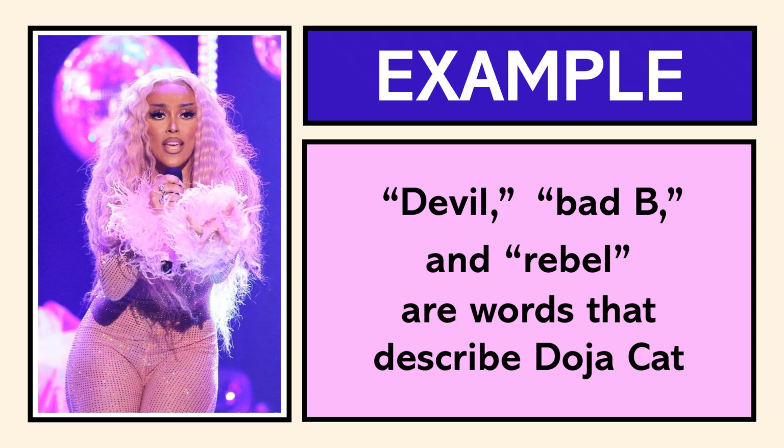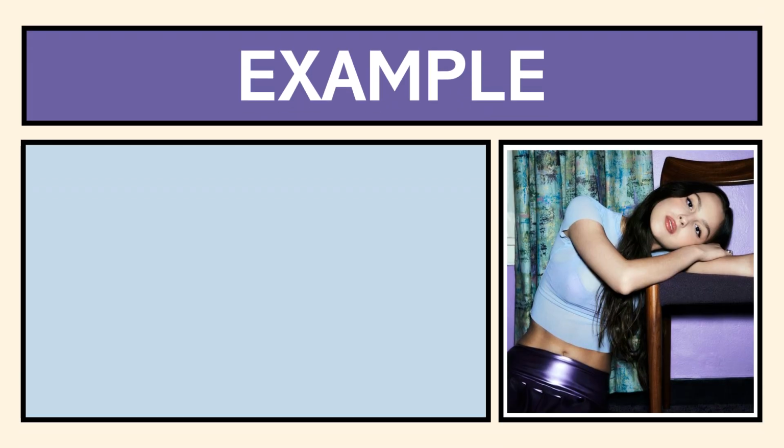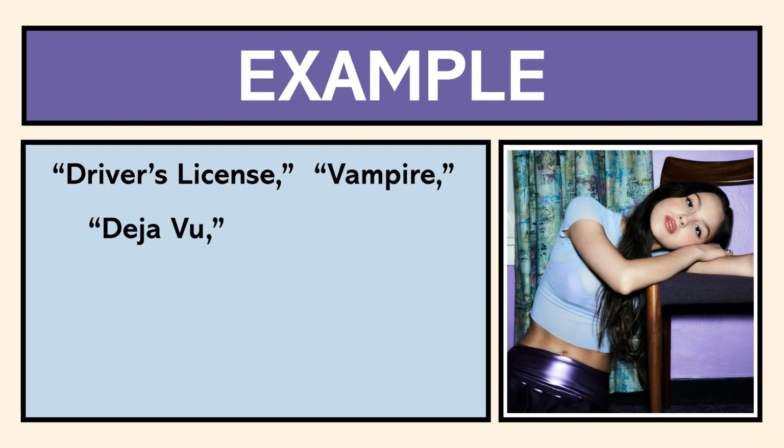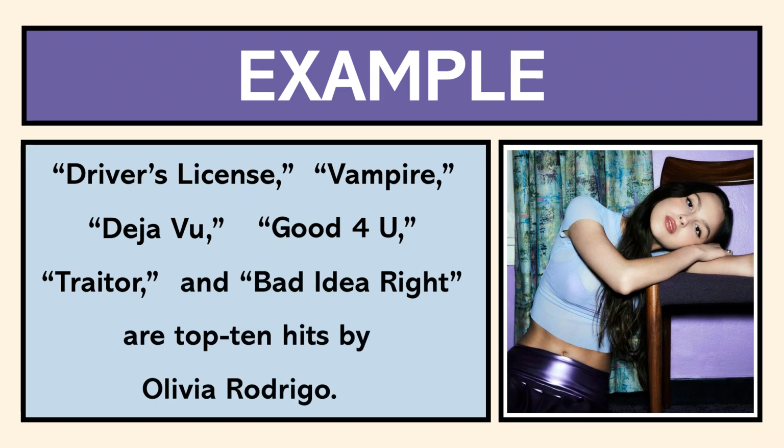Now we have 1, 2, and 3 words that Doja Cat uses to describe herself in her song Paint the Town Red. In this instance, because there's three simple subjects, we could probably get away with this as the collective compound subject. But even in this context, there might be a little bit too much information in the subject. Let's use another example. Let's look at an example with Olivia Rodrigo. We might say driver's license, vampire, deja vu, good for you, traitor, and bad idea, right? Our top 10 hits by Olivia Rodrigo.